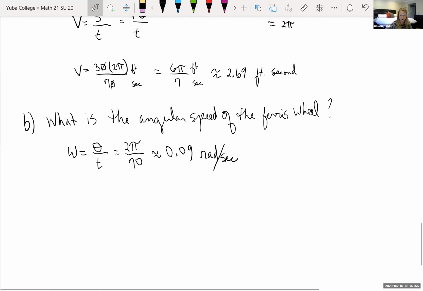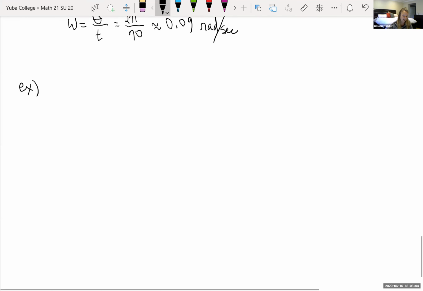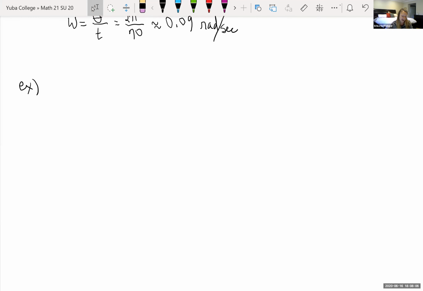Okay, let's look at one more and then let's take a break. And this will be the last piece of 7.1. Okay, so now we're looking at a car, and we know the radius of a wheel of a car is 15 inches. The wheels are turning at a rate of 3 revolutions per second. So it's spinning 3 times in 1 second. How far is the car moving? Express your answer in inches per second and miles per hour.